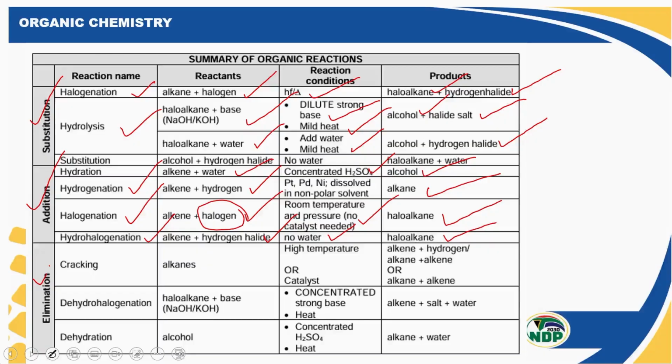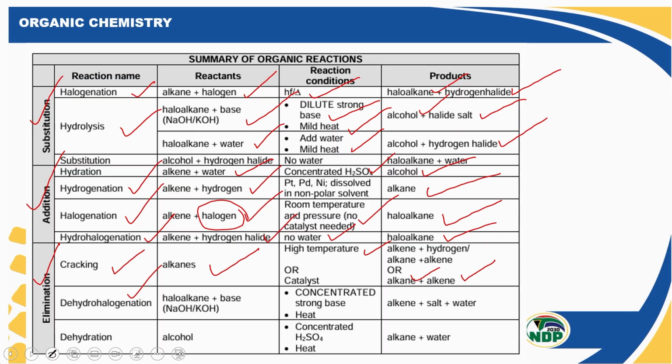Now we look at the third reaction, which is elimination. Your elimination type number 1 is cracking. In cracking, we are breaking a huge alkane compound. You get as products the alkane and your alkene. And obviously, that has to take place under high temperature and pressure. Your reaction number 2 in elimination is dehydrohalogenation.